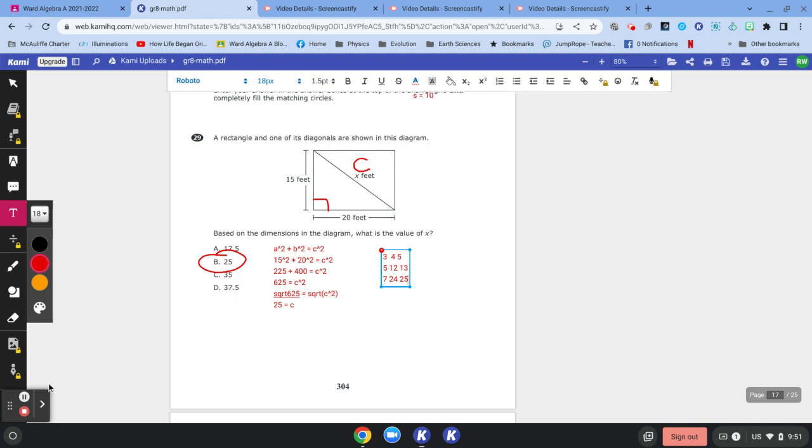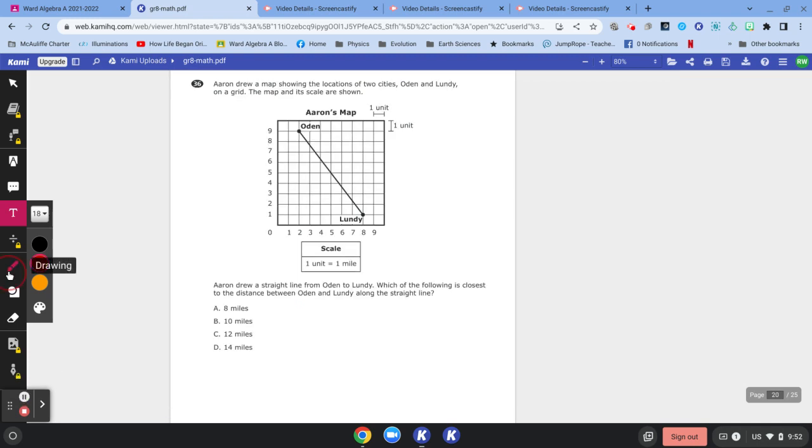I'm going to pause and go to another Pythagorean theorem question. Now, this one may not look like a Pythagorean theorem question, but it is. We're finding distance, and the distance is going to end up being a hypotenuse. So we're going to draw a right triangle on this. We're asked to find which of the following is the closest to the distance between Odin and Lundy in a straight line. We're given a scale that 1 unit is 1 mile. So we're not going to have to do any fancy work to scale up the value we get.